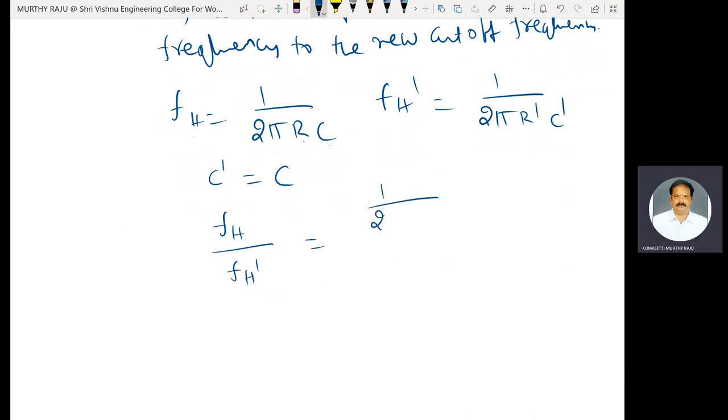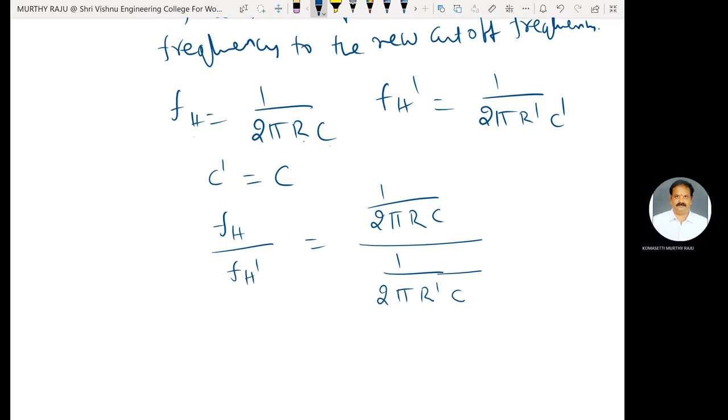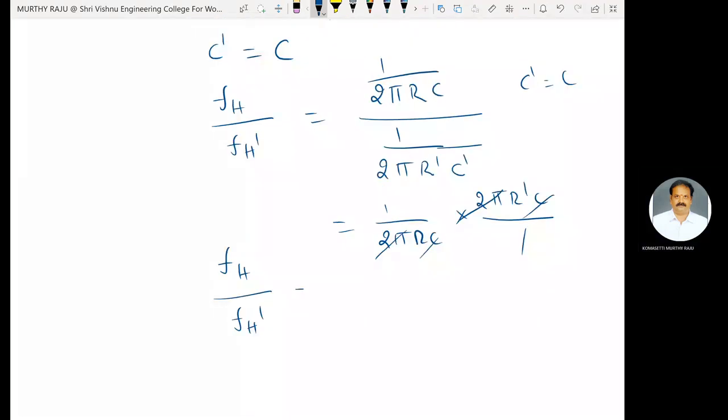FH is equal to 1 by 2 pi RC, and FH dash is equal to 1 by 2 pi R dash C dash. C dash is equal to C, that means 1 by 2 pi RC over 1 by 2 pi R dash C. The 2 pi cancel, C and C cancel, therefore FH by FH dash is equal to R dash by R.